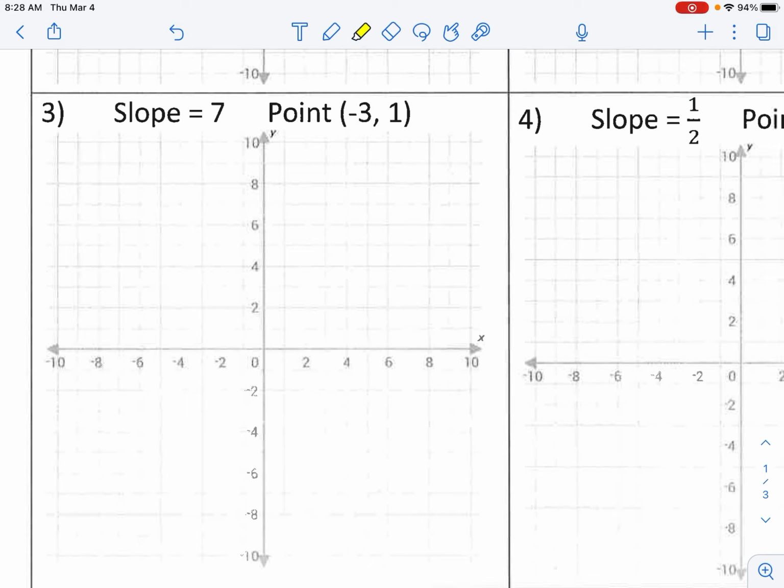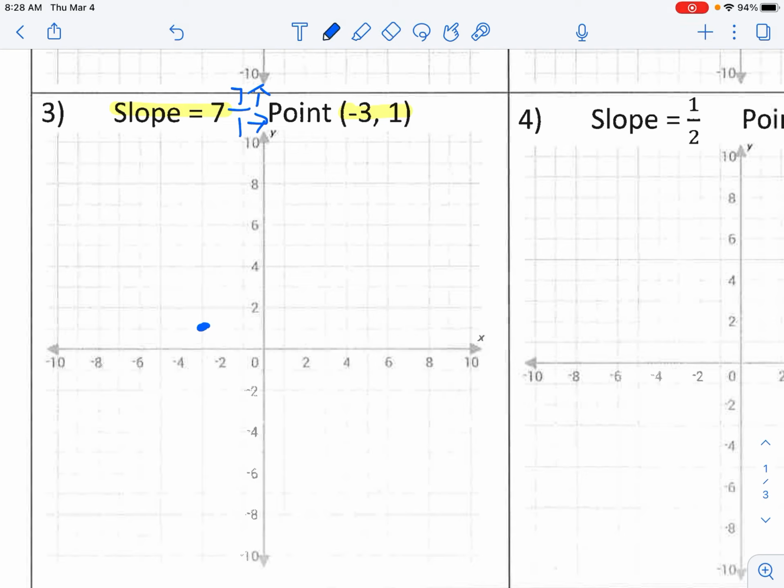All right, number 3, the slope is 7, and my first point is at -3, 1. So that means 7 over 1. So I'm going to go up 7 and right 1. -3, 1. -3 on the x is here, and +1 on the y is here. So where those 2 lines intersect is going to be my first point. I'm going to erase those little hash marks I made.